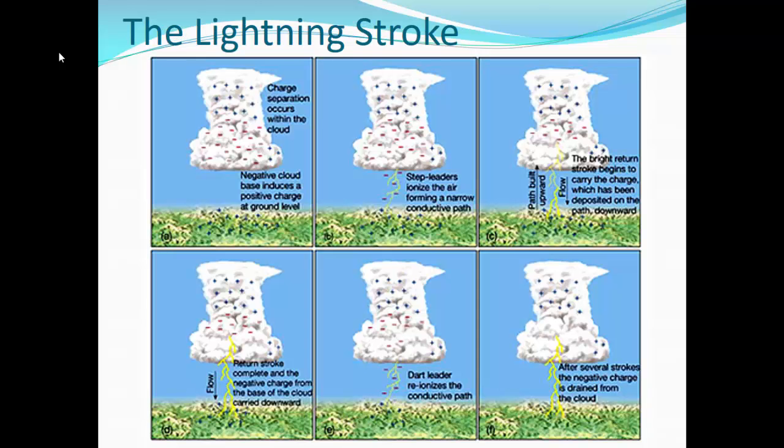A little bit more detailed. It also gives us an indication of why we get the flashing or the multiple lightning strikes, because the first return stroke helps to equalize the charge separation, but sometimes it requires several to totally dispel the charge separation. So read through this. Pretty good little illustration of how the lightning stroke occurs as well.